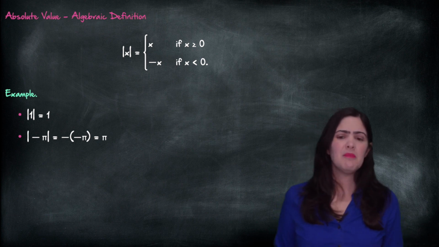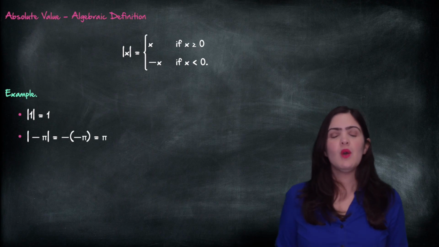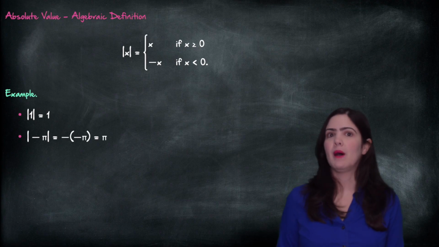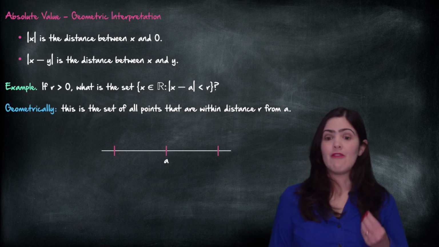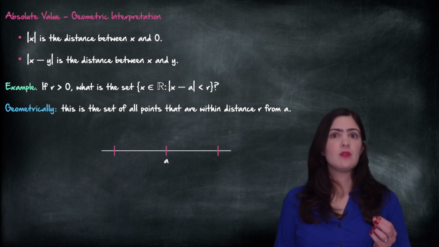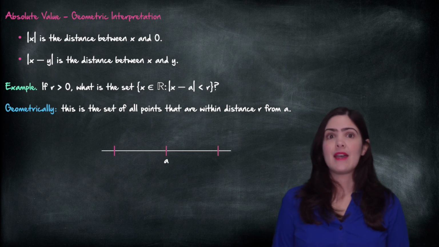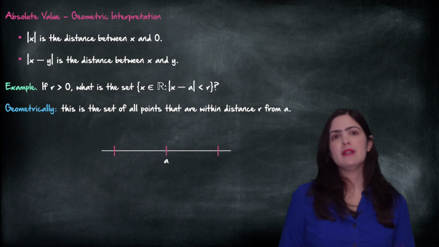And here we have a quick example. The absolute value of 1 is just 1. The absolute value of negative pi, well, this is minus pi, which is just pi. Now, what is the geometric interpretation of this? Well, the absolute value of x is just the distance between x and the origin. And if we talk about the absolute value of x minus y, what this is giving me is the distance between x and y.